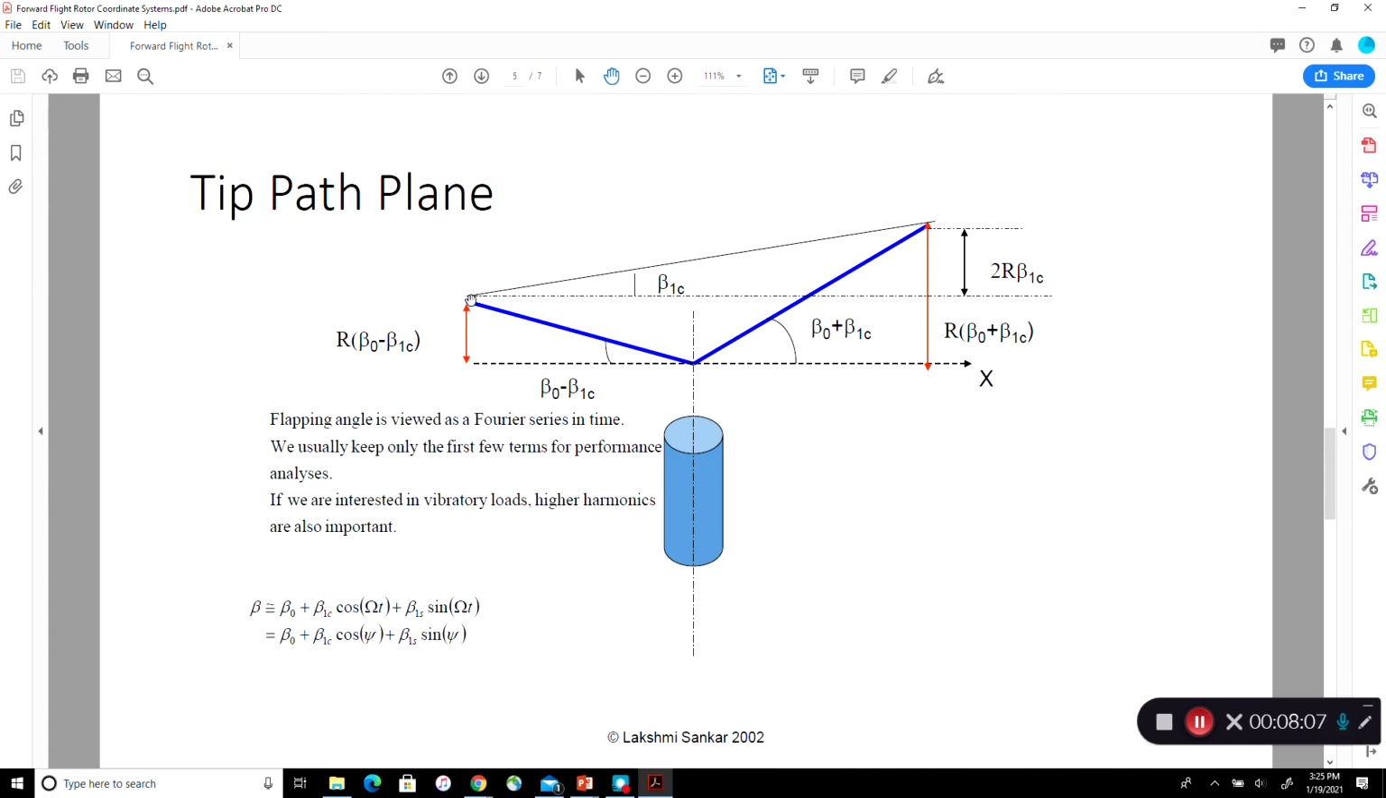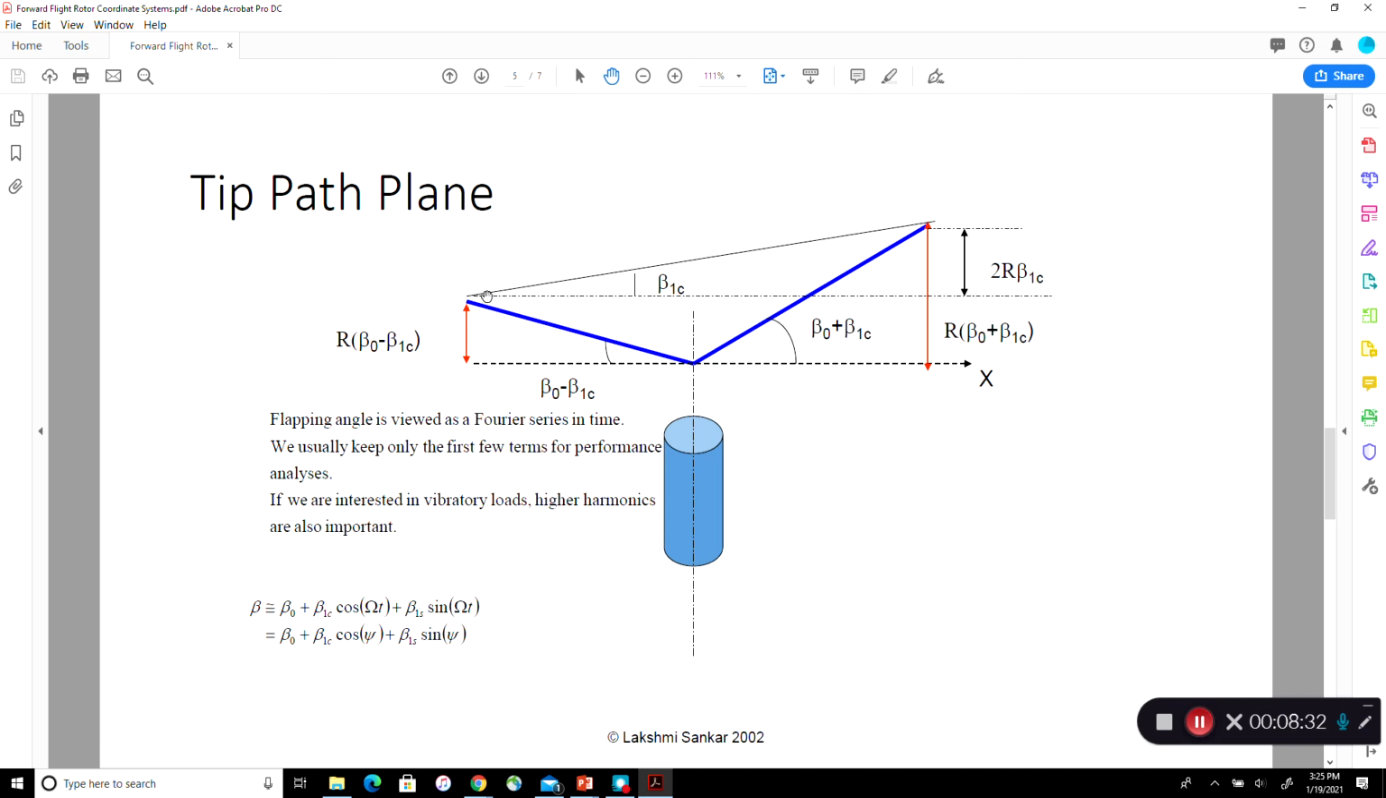So this is this height. This is this height. So the difference between this overall height and this height is r times beta naught plus beta 1c minus r times beta naught minus beta 1c, which is simply 2r beta 1c. So this is this short height.